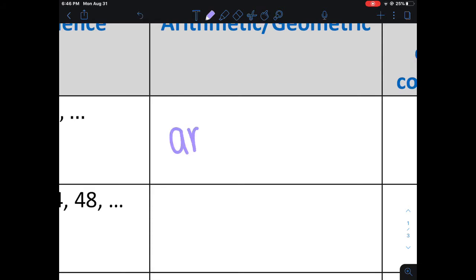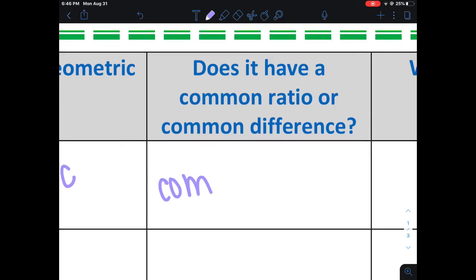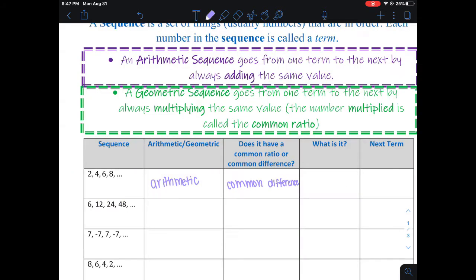So we'll write arithmetic. Does it have a common ratio or common difference? This one has a common difference because it's arithmetic. What is the common difference? The common difference, we said, was adding by 2. And then what will the next term be? So 8 plus 2 is 10.